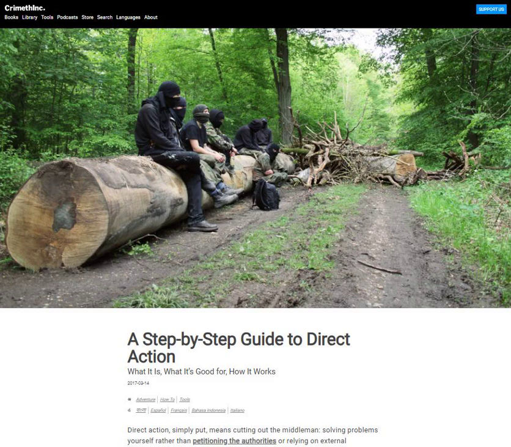Anyways, text begins. Direct action, simply put, means cutting out the middlemen, solving problems yourself rather than petitioning the authorities or relying on external institutions. Any action that sidesteps regulations and representation to accomplish goals directly is direct action. It includes everything from blockading airports to helping refugees escape to safety and organizing programs to liberate your community from reliance on capitalism. Here, we present a step-by-step guide to organizing and carrying out direct action, from the first planning stages to the debrief at the end, including legal support, media strategy, and proper security.